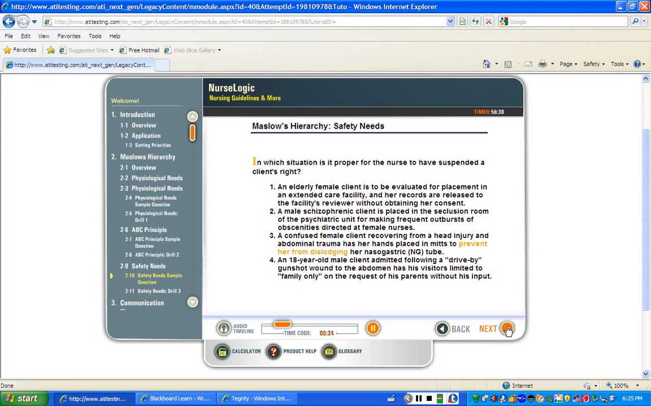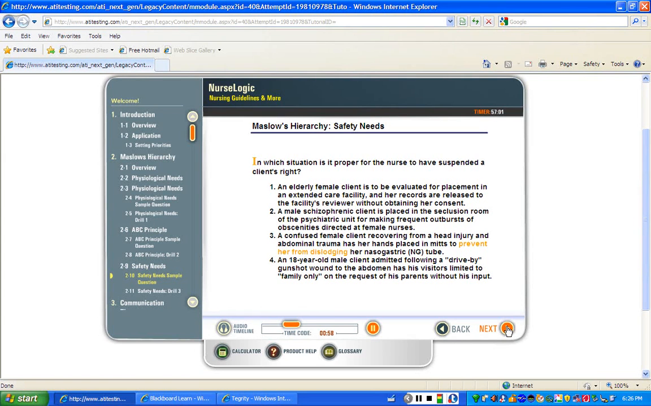Number 1, an elderly female is to be evaluated for placement in an extended care facility, and her records are released to the facility's reviewer without obtaining her consent. We can assign a minus sign to this choice. HIPAA laws regarding the release of a client's personal medical information are very clear. Records cannot be released except in a very few exceptional circumstances without first obtaining the consent of the client.